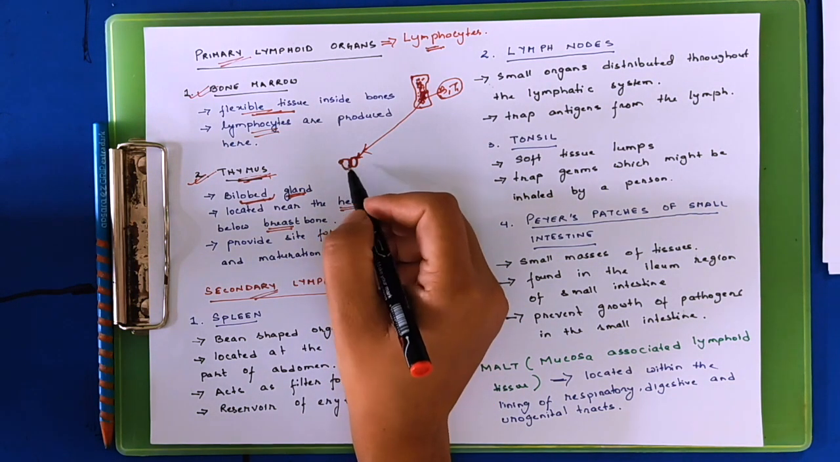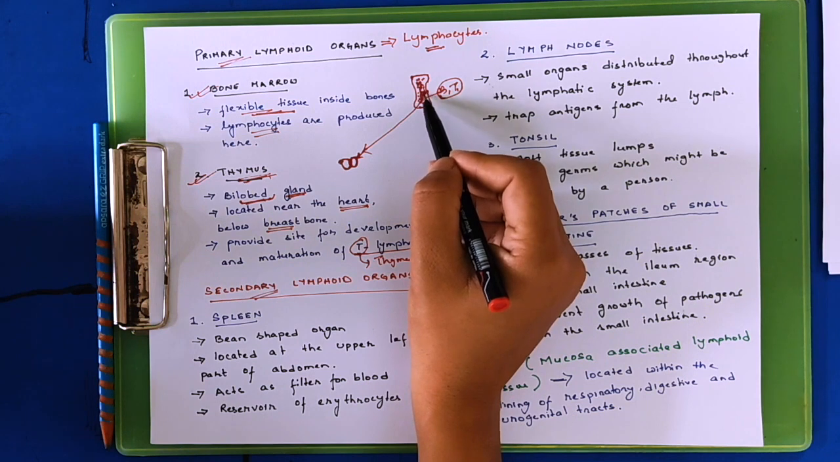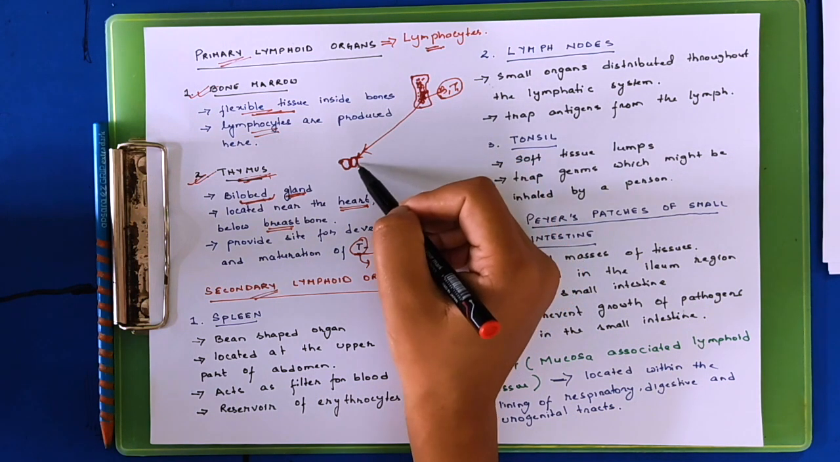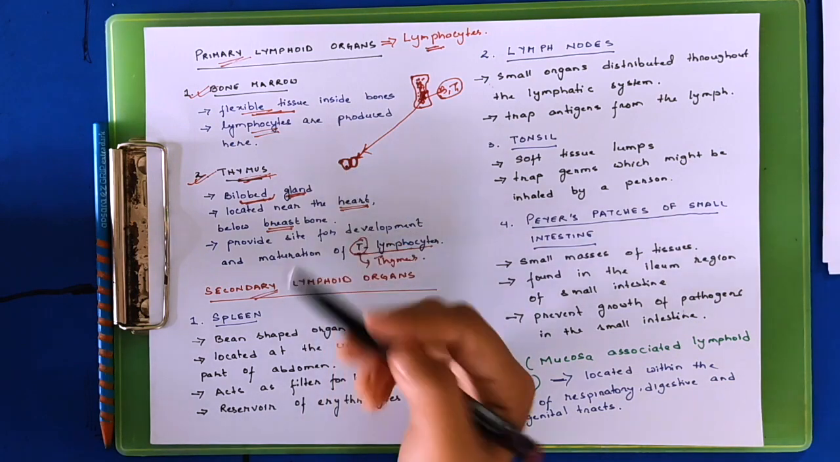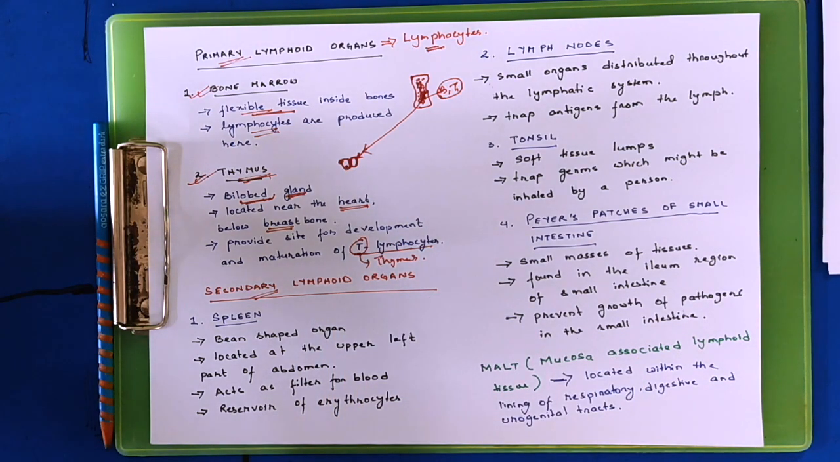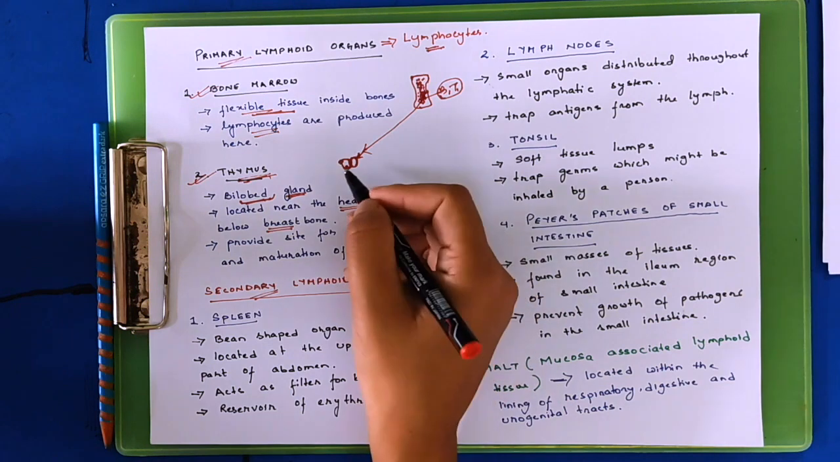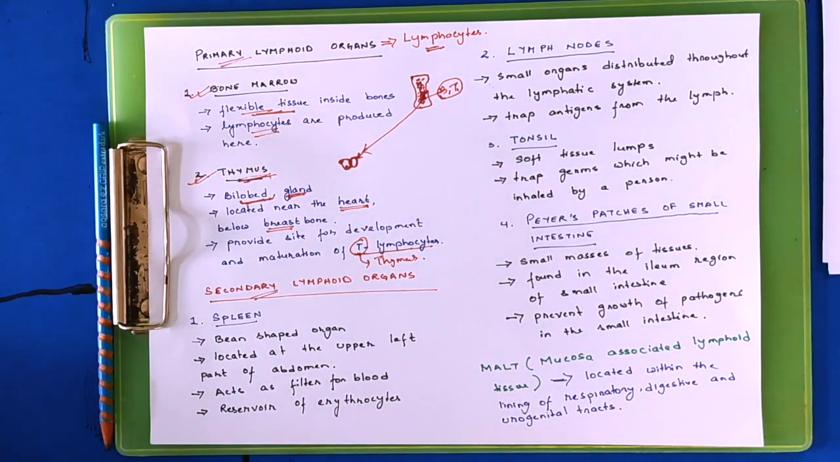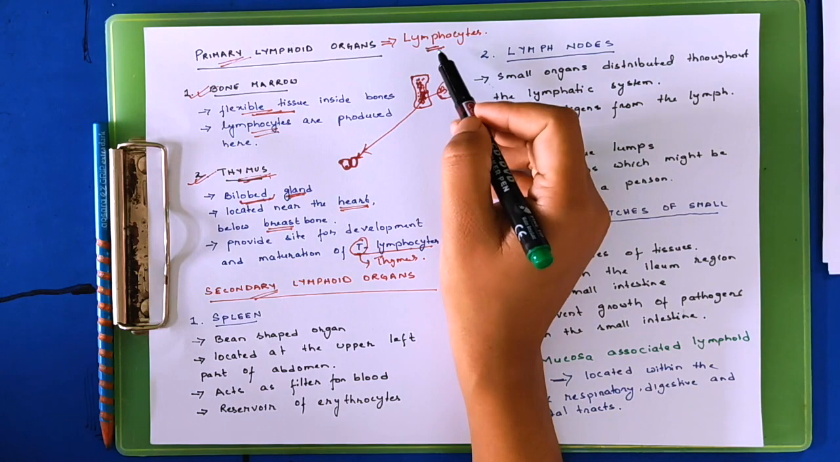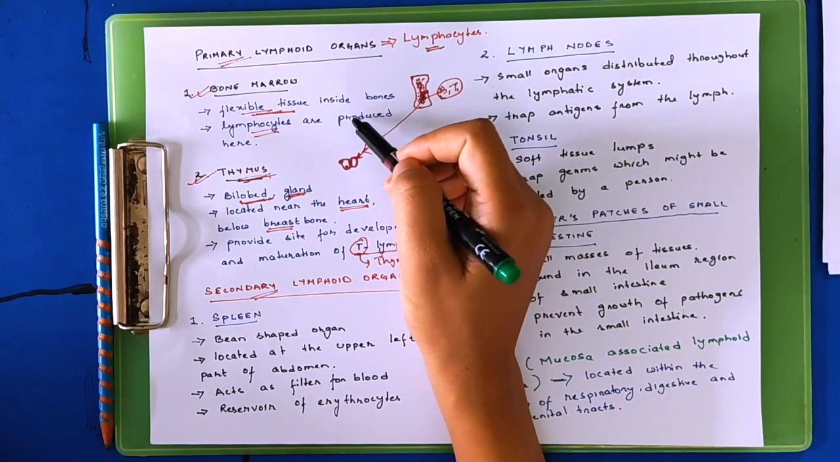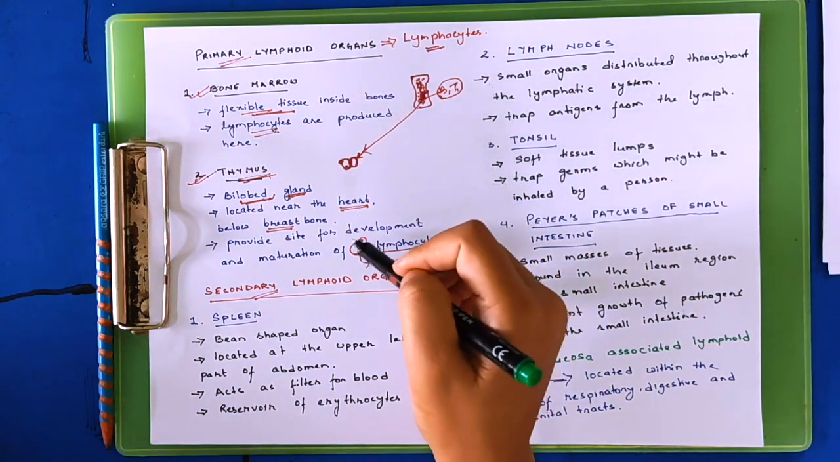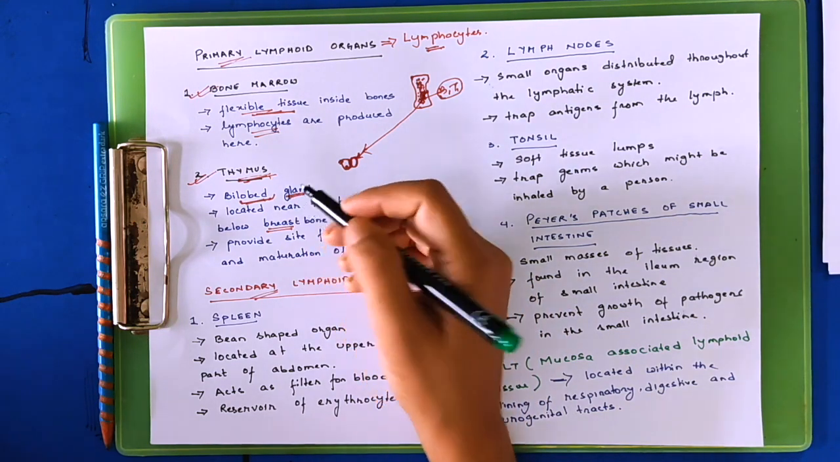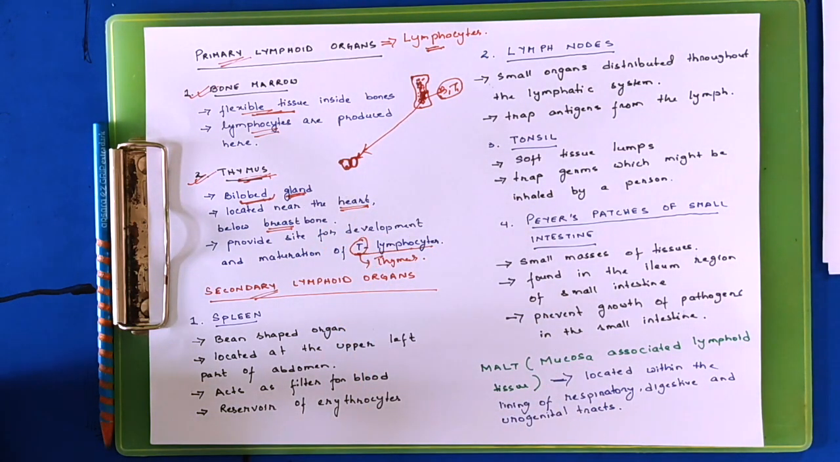Functions of the thymus: the lymphocytes which are produced in the bone marrow will be sent to the thymus. Thymus: development, differentiation, maturation. The thymus is not a secondary lymphoid organ. The lymphocytes which are produced in the bone marrow undergo development, differentiation and maturation in the thymus. Once the lymphocytes are produced, they will go to the secondary lymphoid organs.